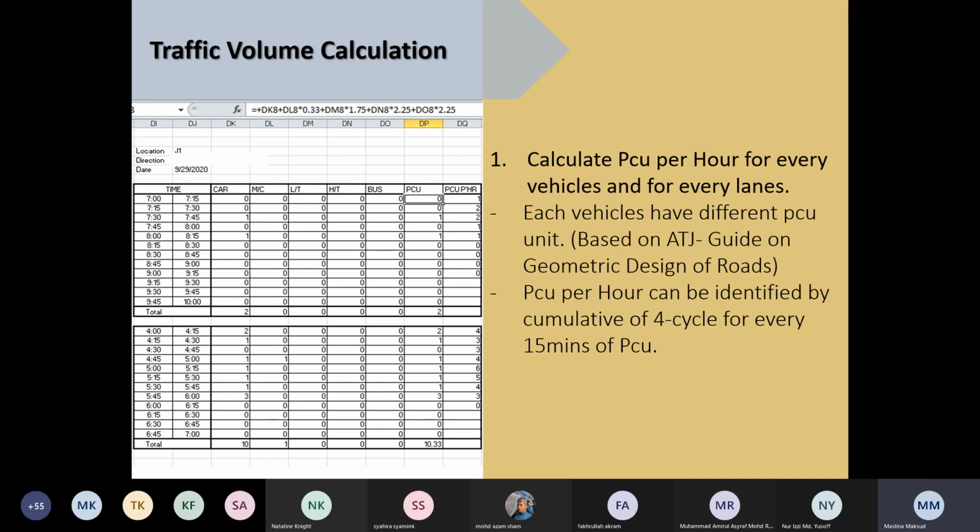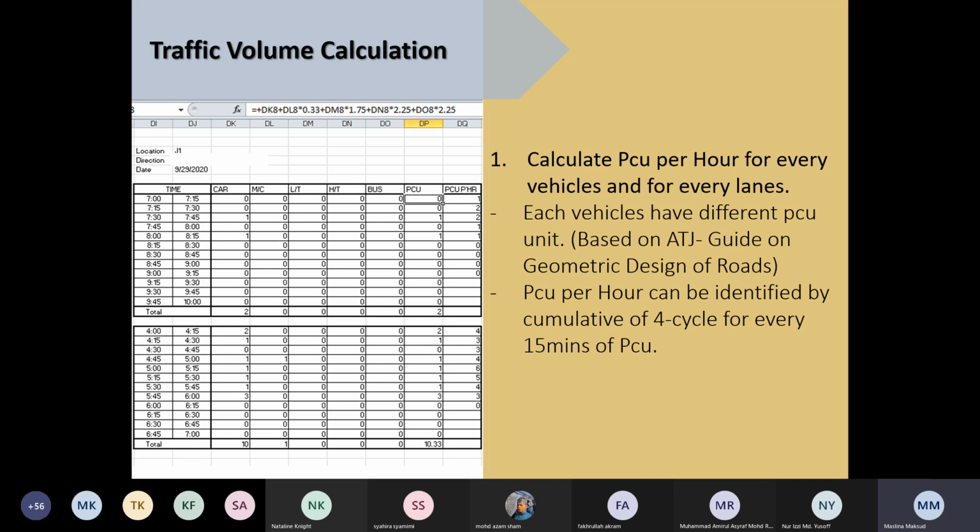So after we are done with the data collection, now I will explain how to calculate the traffic volume in passenger car unit, and we will calculate the passenger car unit per hour, so PCU per hour, and how we operate it. So this is the example of one indicated direction flow at one junction.